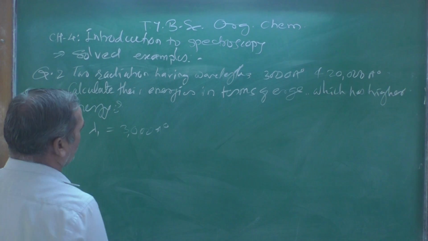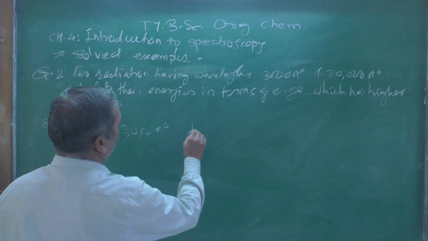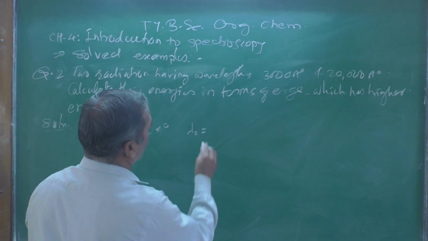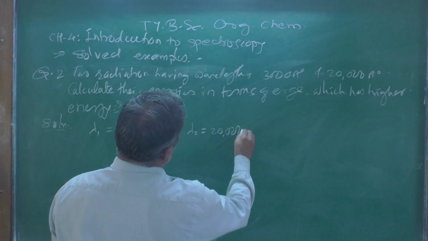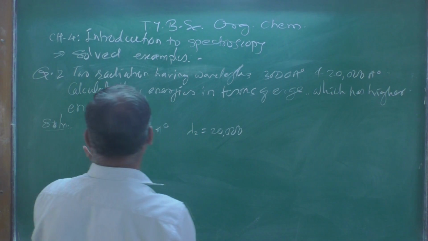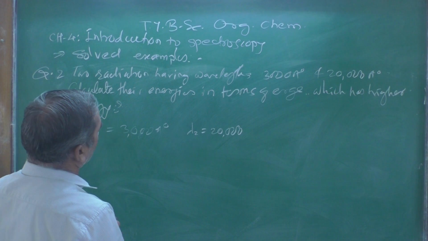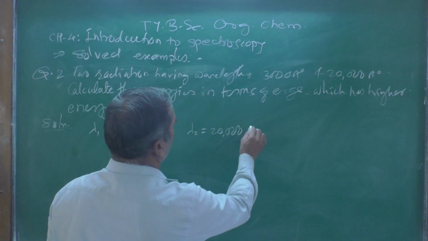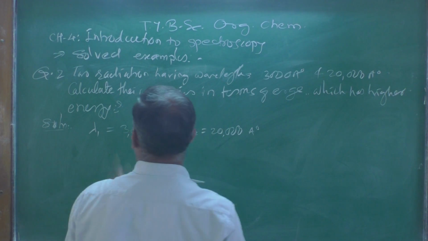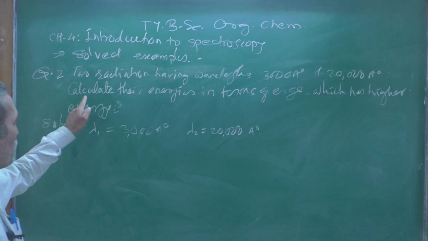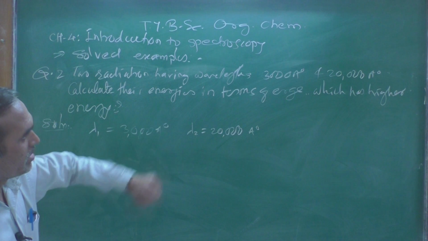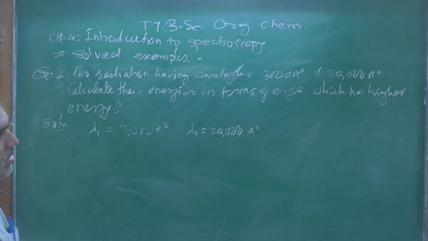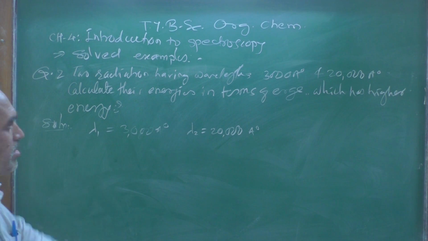Angstrom, which is the unit given, and lambda 2 is also given. It is near about 20,000. Let us consider here wavelength 1 is 3000 angstrom and wavelength 2 is 20,000 angstrom, that are given. Now what you have to calculate? Calculate the energies in terms of ergs, and which has higher energy.